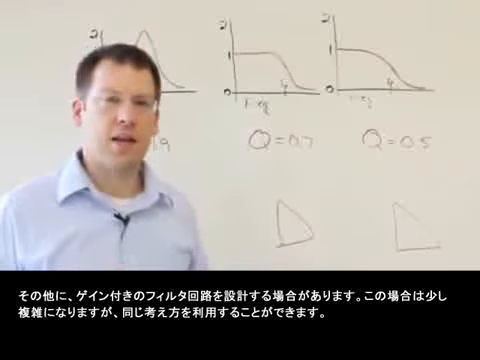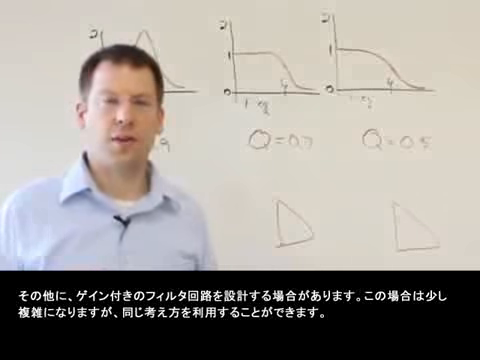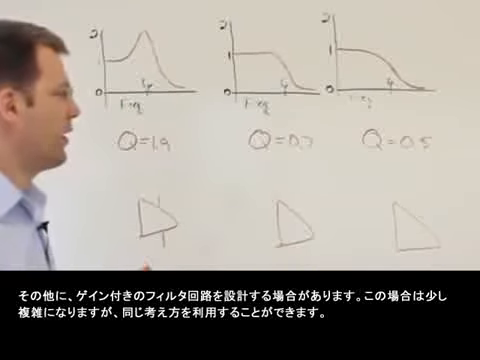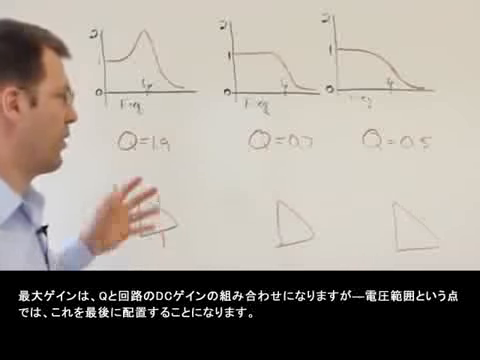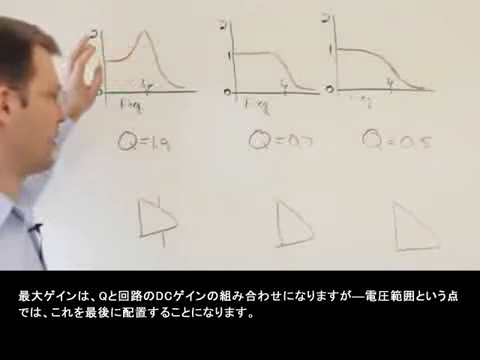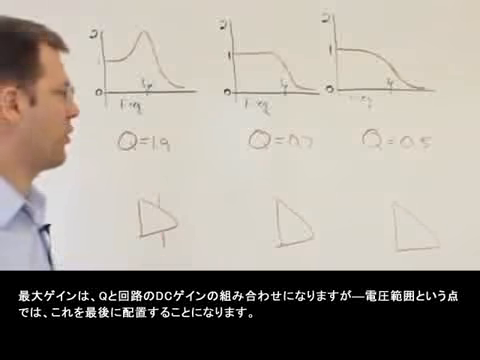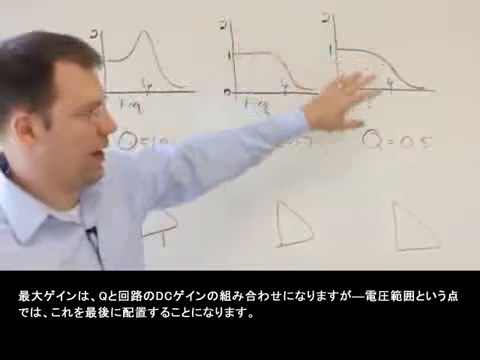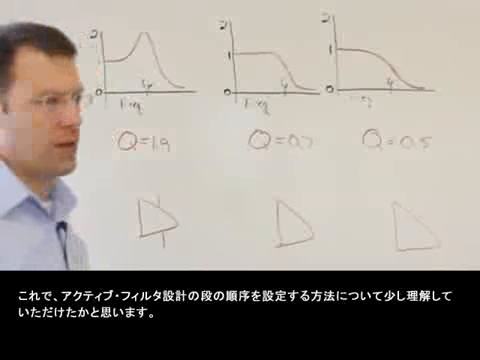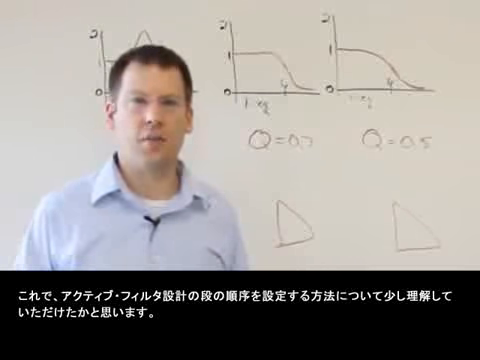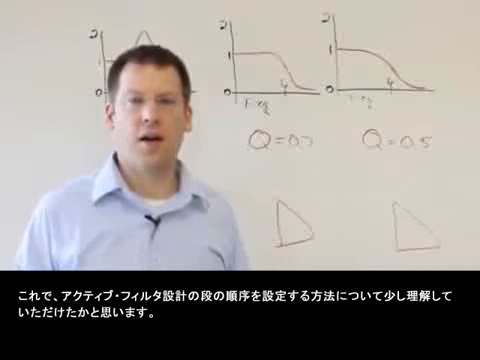The other thing is that sometimes you'll do filter circuits with gain. That complicates things a little bit, but you want to use the same sort of philosophy, where the max gain, which is going to be the combination of both Q and the DC gain of the circuit, you'll want to put at the end in terms of voltage range. So that was hopefully a little bit of insight into how you might set the stage order of your active filter design.